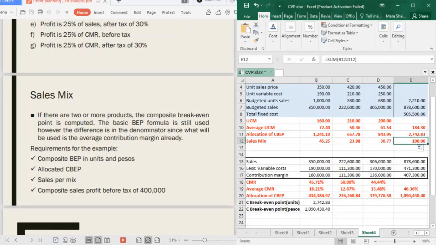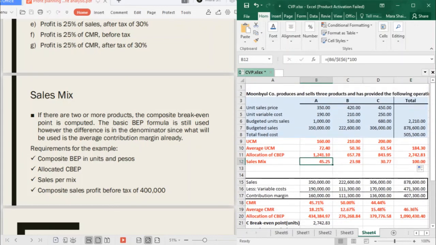So if there are 100 units, 45.25 are product A, 23.98 units are product B, and 30.77 units are product C. So that is it. Now that we have the sales mix, we can get the composite UCM. Our composite UCM is simply our sales mix. Let's write here.